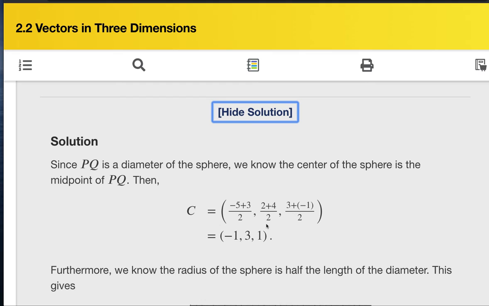Okay, the point in the middle. Actually, I do have the formula for the middle point in my notes. Basically, it just says the coordinates of the point in the middle are the averages of the coordinates. So we are having P and Q. The middle point's X component is the average of the X components, the Y component is the average of the Y's, and the Z component is the average of the Z's. So the center turns out to be the ordered triple (-1, 3, 1).